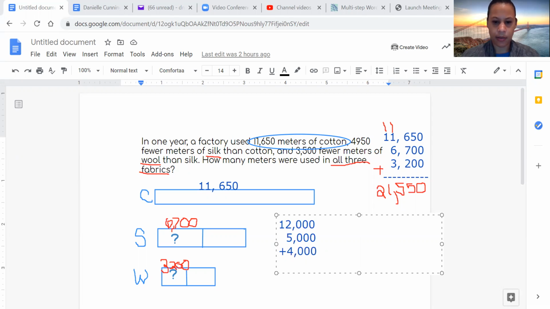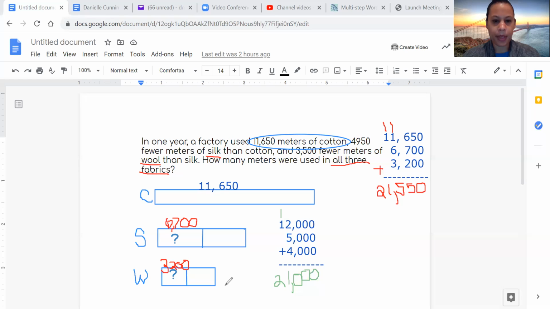And if you were to add those together, you would have your zeros right here, 11, carry the 1, and if we were to compare it when we're checking our work, is 21,000 close to 21,500? Yeah, they're in the same ballpark.